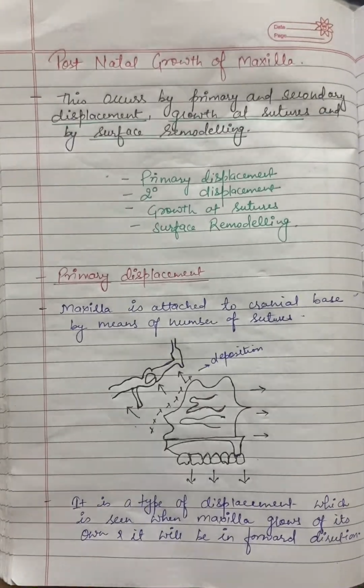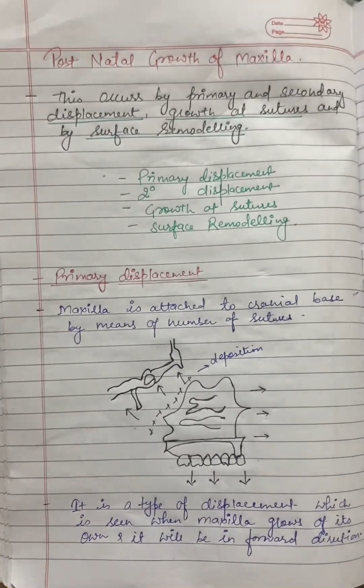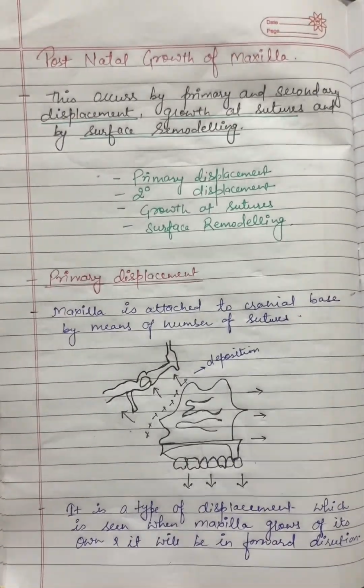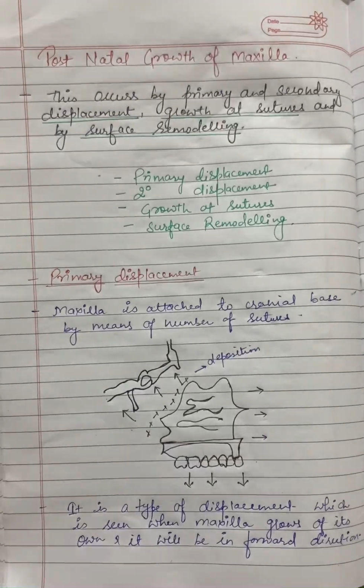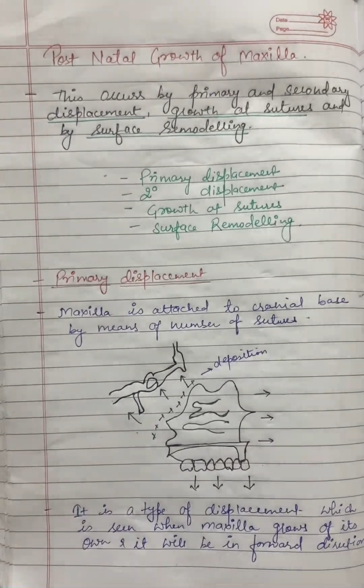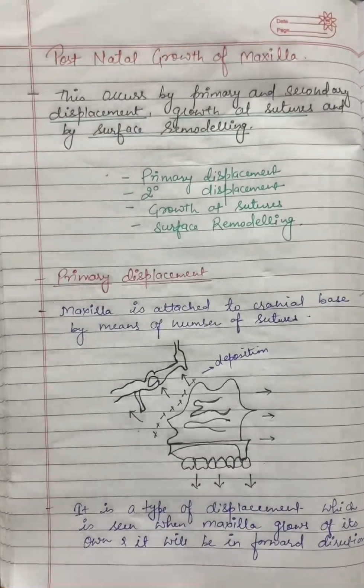Hello everyone. Today we will discuss postnatal growth of maxilla. Postnatal growth of maxilla occurs by displacement, growth at sutures and by surface remodeling. Displacement is of two types: primary displacement and secondary displacement.